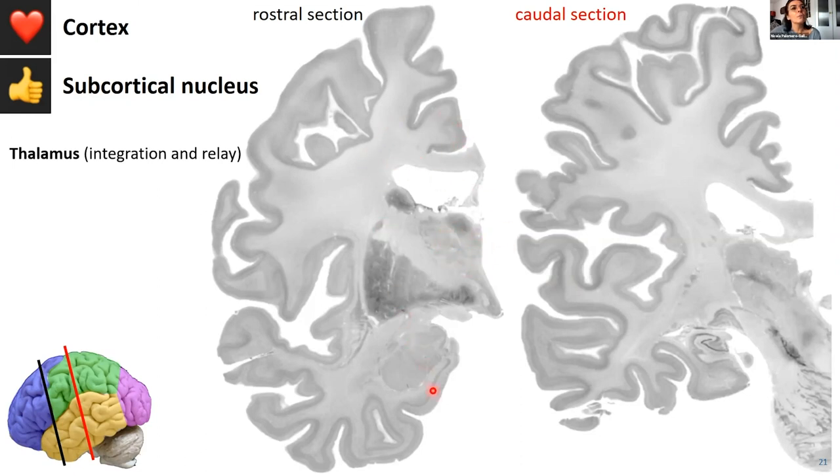Okay, and if I go here, is that a cortical structure or a subcortical structure? Go on, somebody give me a hand or a heart, please.